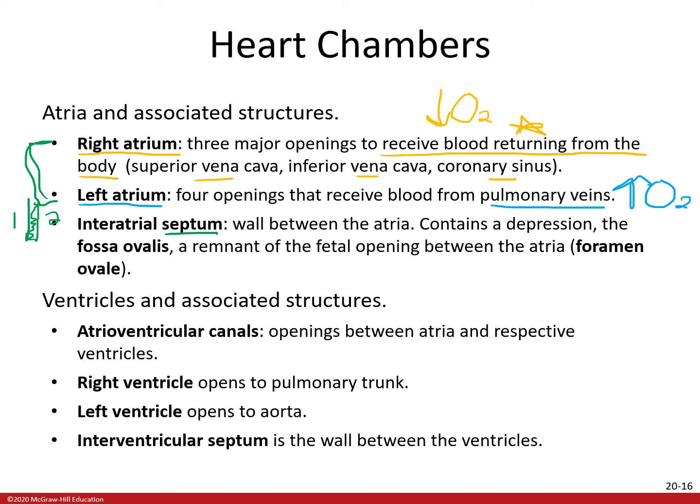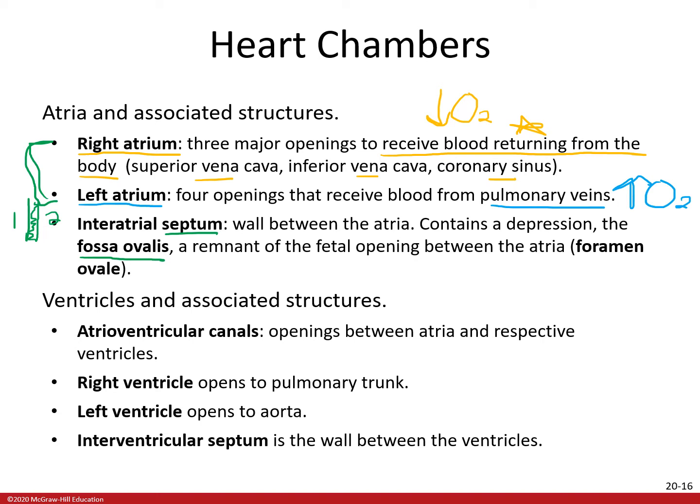It is going to contain a depression, or a sulcus, which is the fossa ovalis. This is a remnant of a fetal shunt, and a shunt is something that allows something else to drain into another thing. It is called the foramen ovale, and if you remember from the first part of A&P, foramen just means a hole. So this is a hole between your atria when you are a fetus.